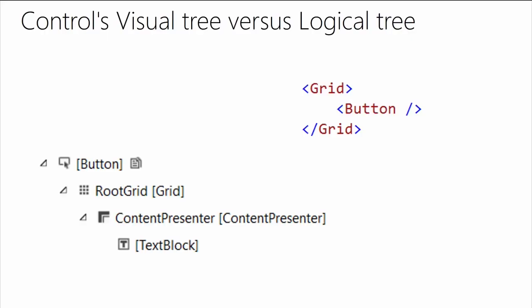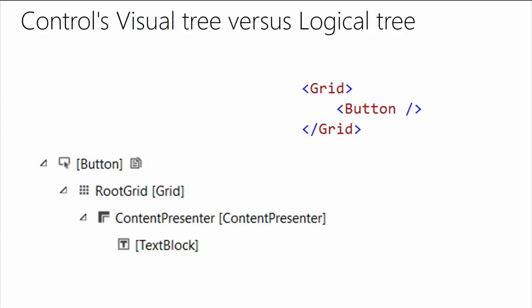All right, so let's consider what makes up your control when it's in memory. Let's start over on the top right here. We're going to add a button to a grid. We call that the logical tree. This is how your XAML is actually written. In this case, there are only 2 things, right? There's the grid, and then there's the button.